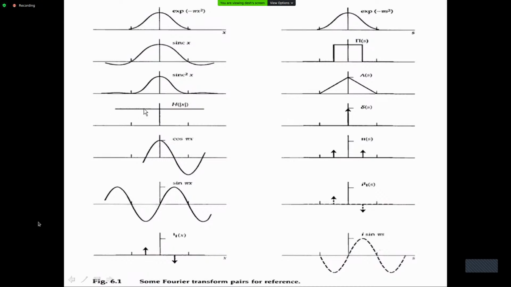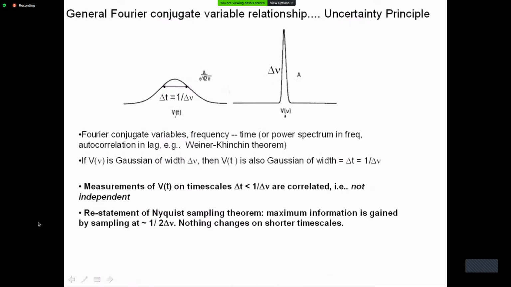A function which is constant across one domain is represented by a delta function. A function which has two delta functions is a cosine function. The two delta functions with 180-degree phase shift will make a sine function. Okay.